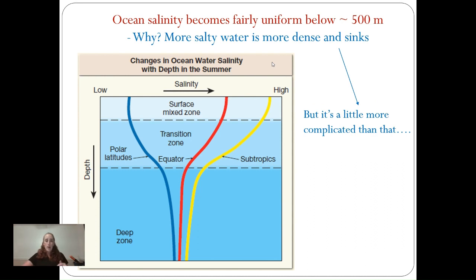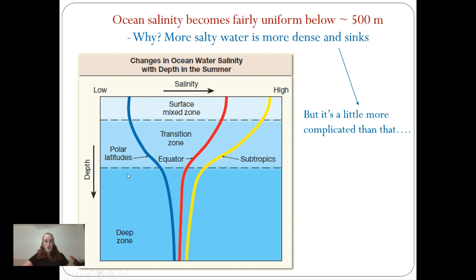So why is that? Salt water is more dense and it will sink. The reason for that is because the more salty water is, the more stuff that is dissolved in it, the more mass it will have. So higher mass, more salt, more dense water, and things that are dense tend to sink.